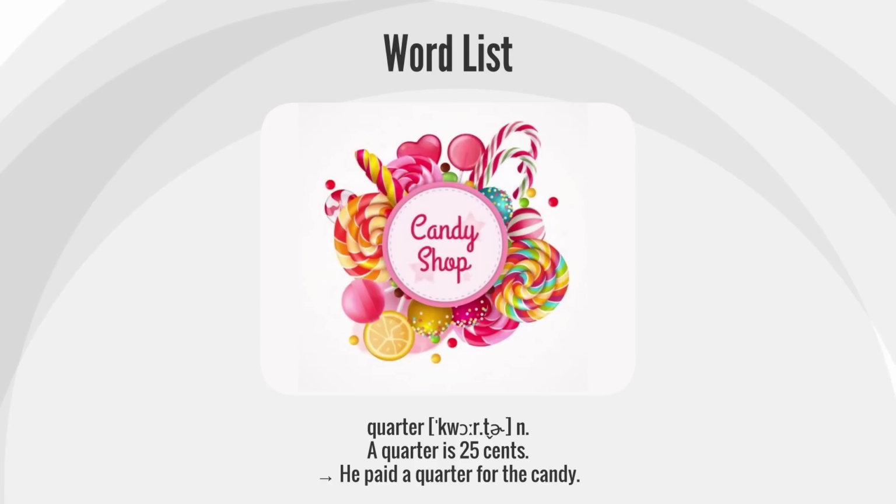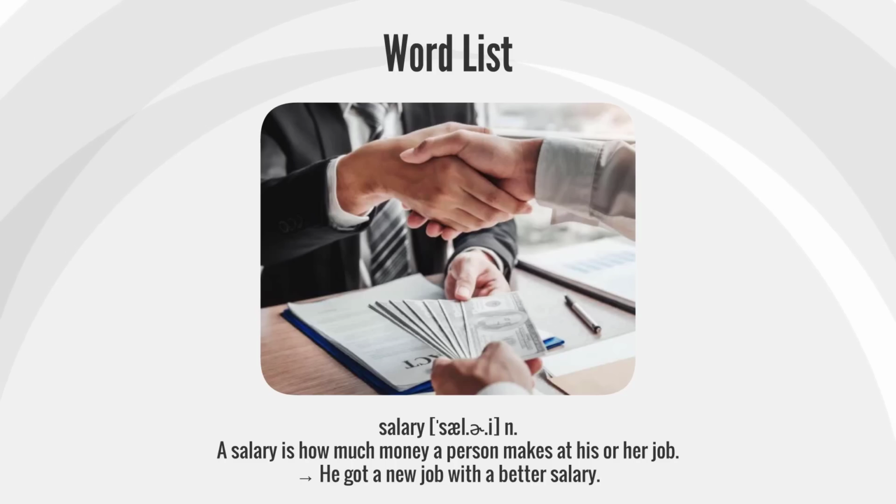Quarter. A quarter is 25 cents. He paid a quarter for the candy. Salary. A salary is how much money a person makes at his or her job. He got a new job with a better salary.